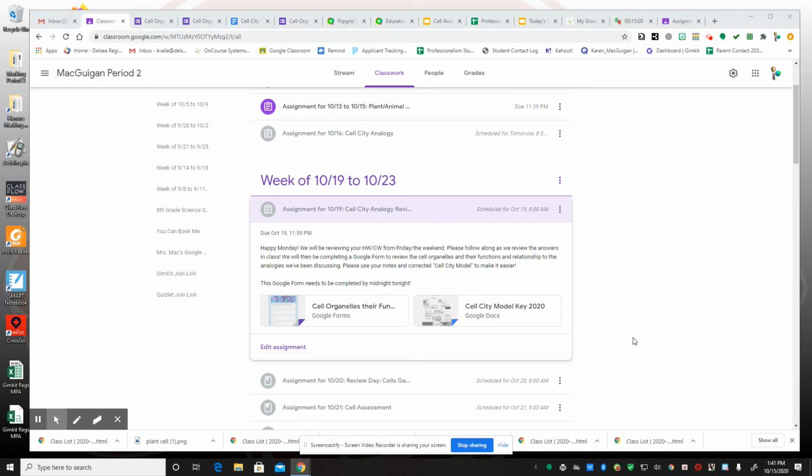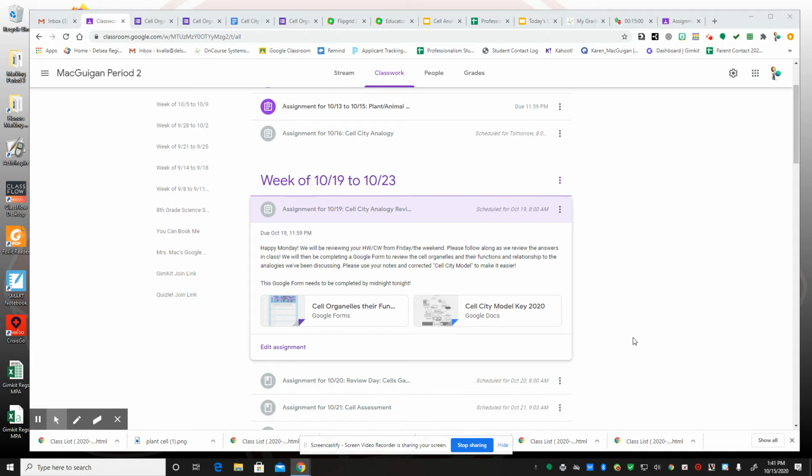What we're going to be working on today is reviewing our activity from Friday, which was the cell city analogy. Once we review our actual model of our cell city from class, I'm going to have you complete this Google form, which basically reviews much of what we talked about in class. Please don't do the Google form until your teacher tells you that it's good to complete it, because we're going to be reviewing much of that information. Again, it's a really good way to review.